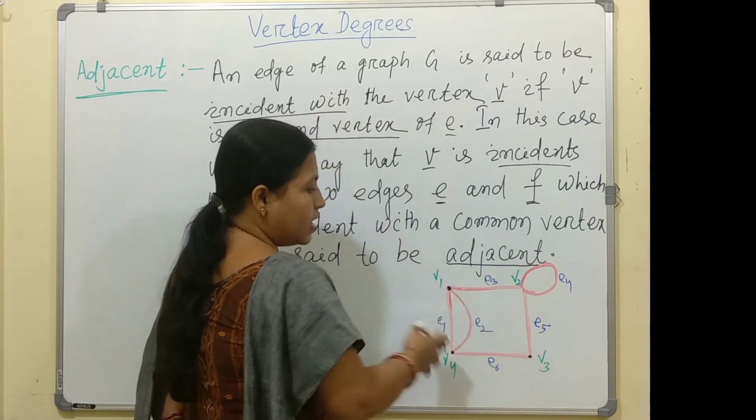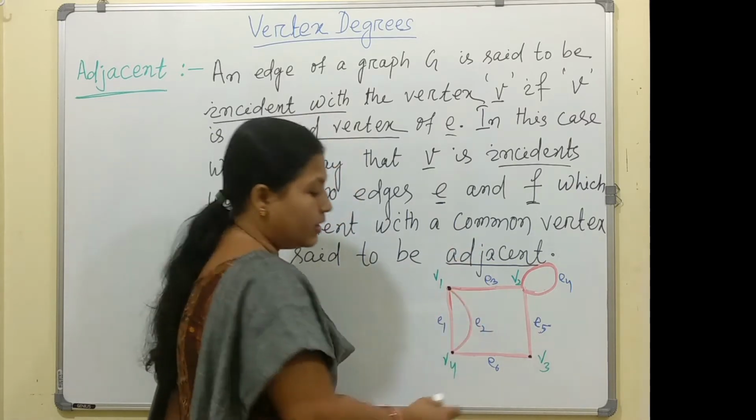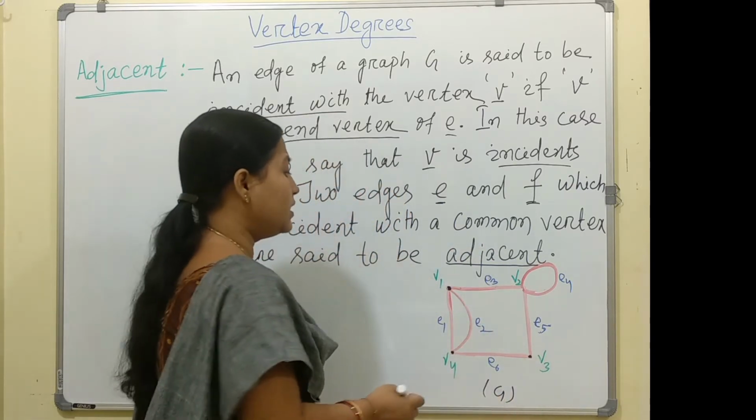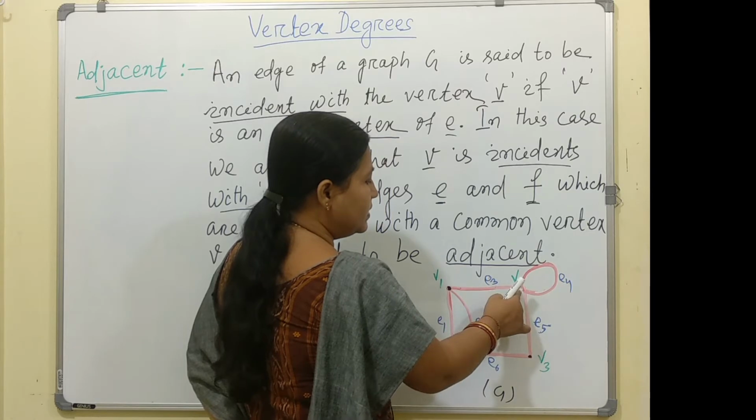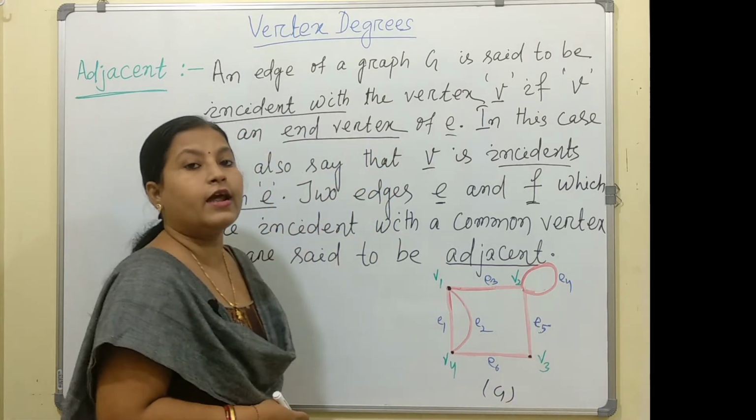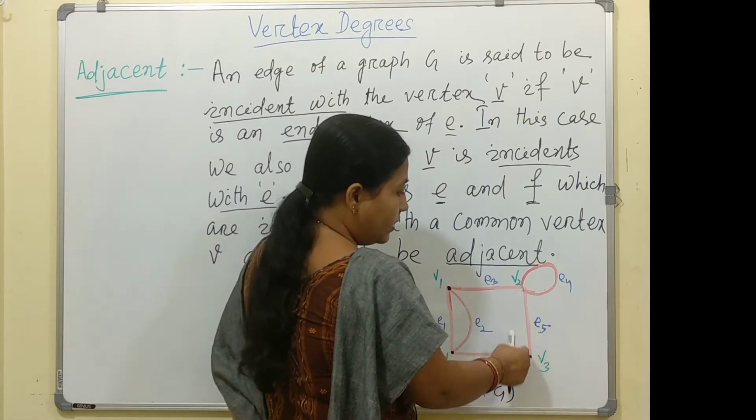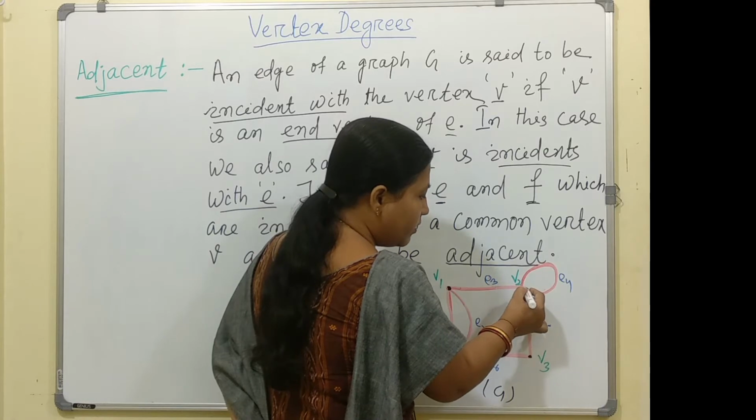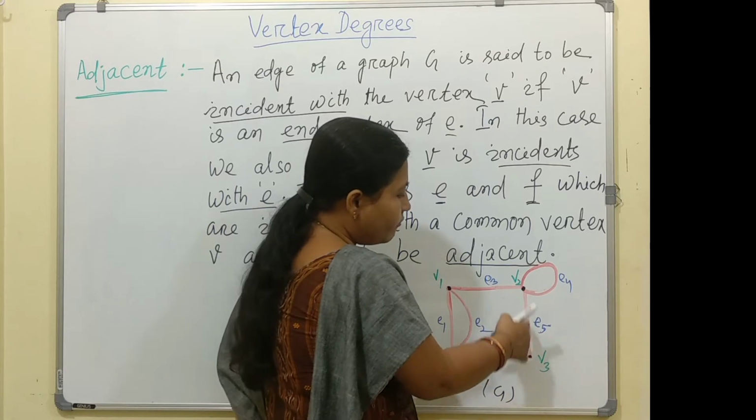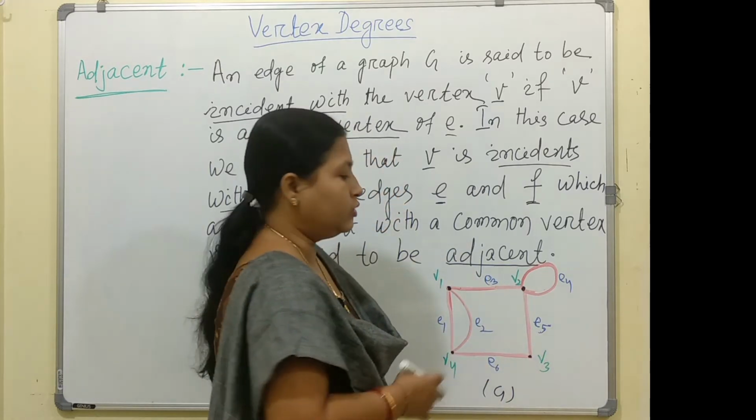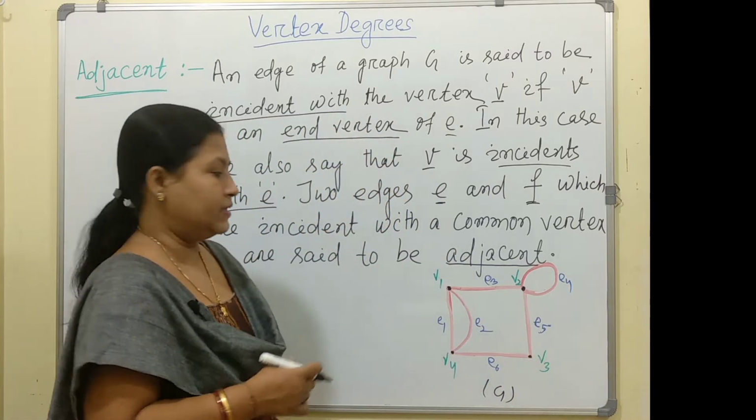See this particular graph. What are the adjacent edges in this graph G? Taking these 2 edges E3 and E5, are they adjacent or not? Here E3 and E5 are incident with V2, that is a common vertex. E3 is incident with V2 and E5 is also incident with V2. So E3 and E5 are adjacent edges.